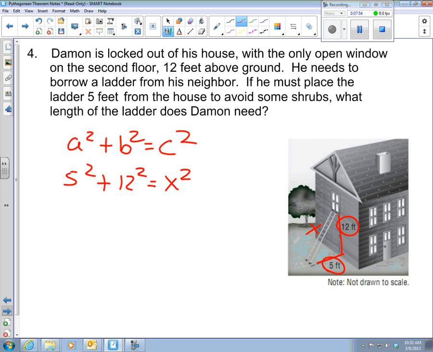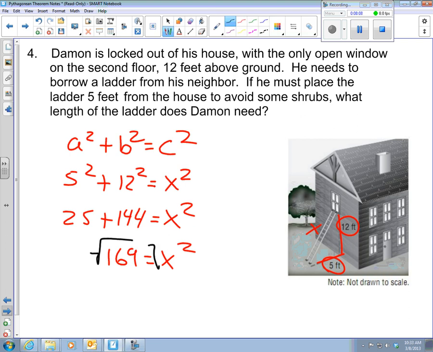That's fine. So 25 plus 144 equals x squared. Well, this is going to give me 169. Anybody know what the square root of 169 is? Well, I do. The square root cancels out the square, and I'm left with x. That's 13, plus or minus 13, but we're just going to take the positive. So he needs a 13-foot ladder. Sweet.